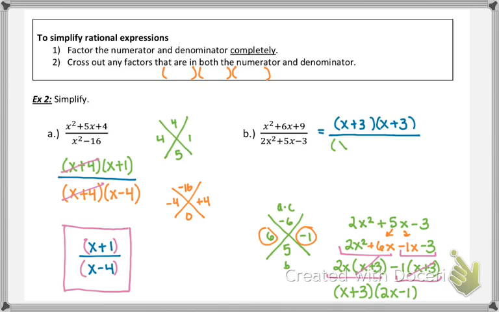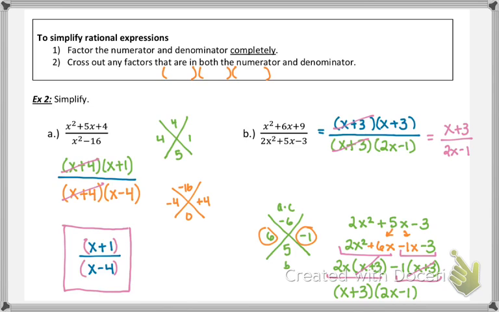So those are my two factors. I'll write it over here, x plus 3. And ding, ding, ding, that's a common factor that I see, so that's a good sign, right? And 2x minus 1. So now I'm going to cross out my common factors. X plus 3 divided by x plus 3 just turns into 1. The other x plus 3, I don't have anything else to cross it out with, so that is just it. My final answer is x plus 3 divided by 2x minus 1.